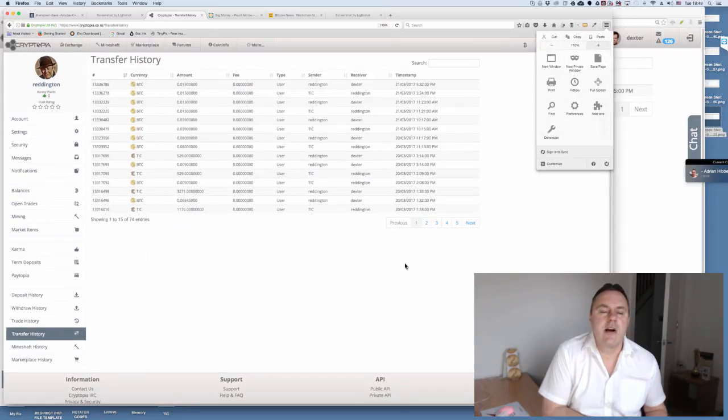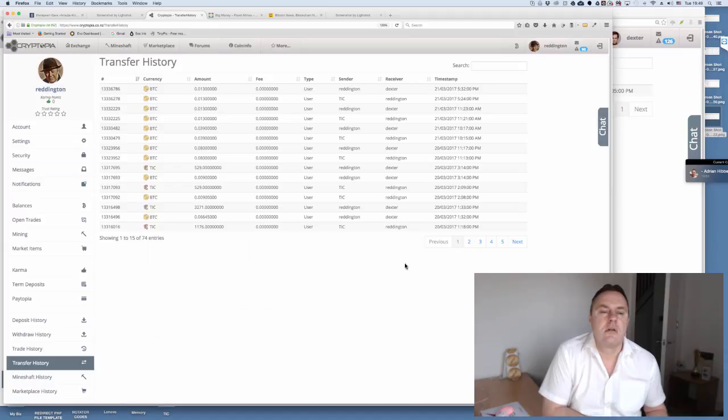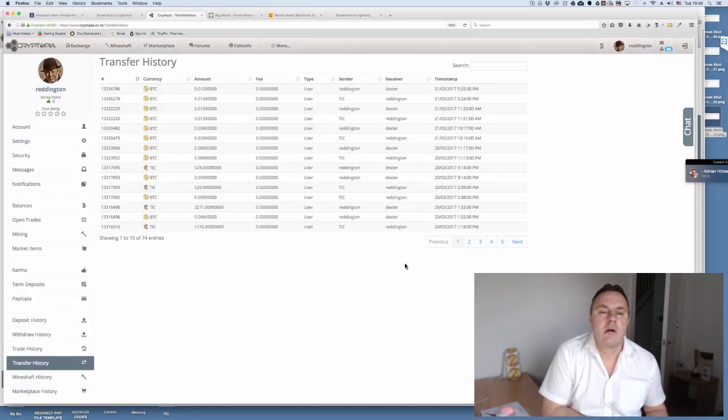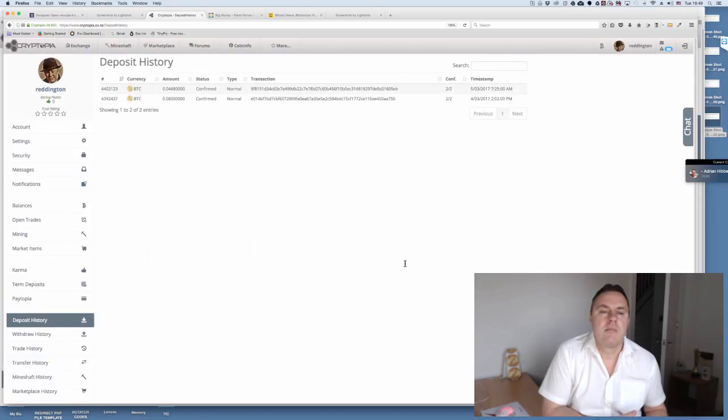Why do you want two or three accounts? Because the referral program allows you to get 13% from any package. Look at this deposit history. My first deposit was on 4th of March, 0.08. The second deposit was on 5th of March, 0.0468.